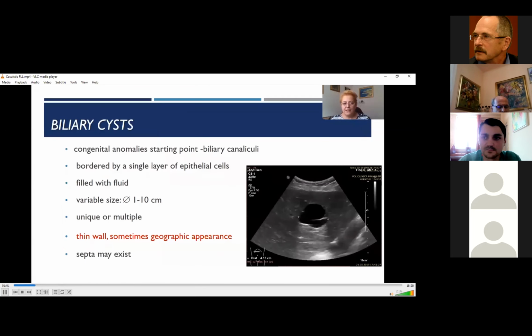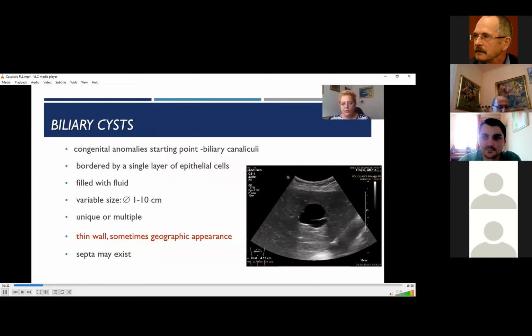What are these biliary cysts? They are congenital anomalies with the starting point in the biliary canaliculi. They are bordered by a single layer of epithelial cells. This is why the wall is so thin. They are filled with fluid. This is why they are anechoic. Their size can be variable, up to 10 centimeters.